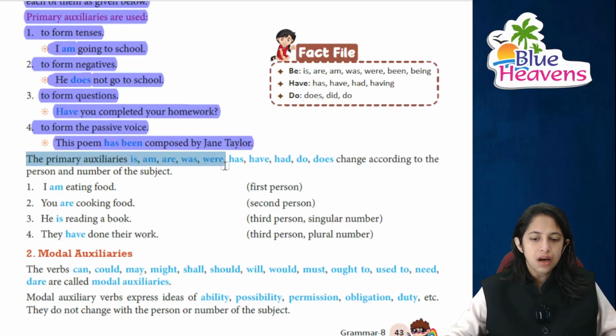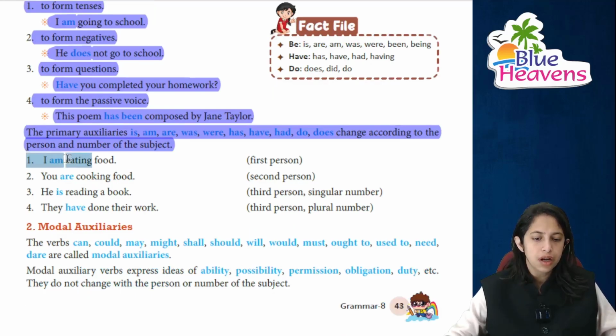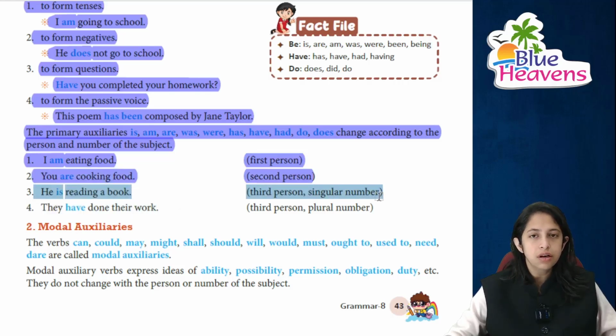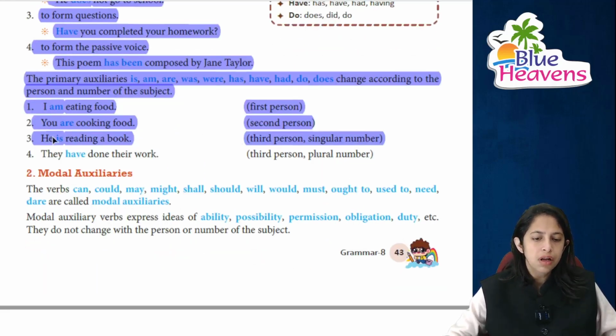Primary auxiliaries are is, are, am, was, were, has, have, do, does. They change according to what? They change according to the person and of course the number of the subject. I am eating food. This is first person. You are cooking food. This is second person, right? He is reading a book. This is third person and it is of course singular in number. Singular है ये. They have done their homework. This is third person. Of course it is plural in number.